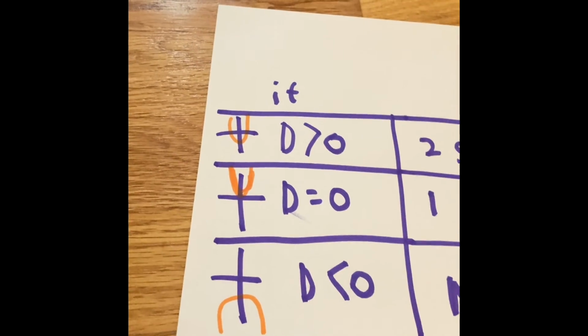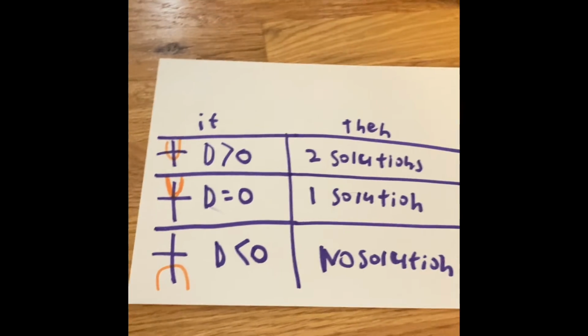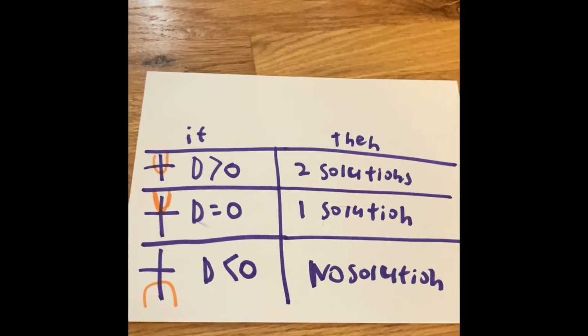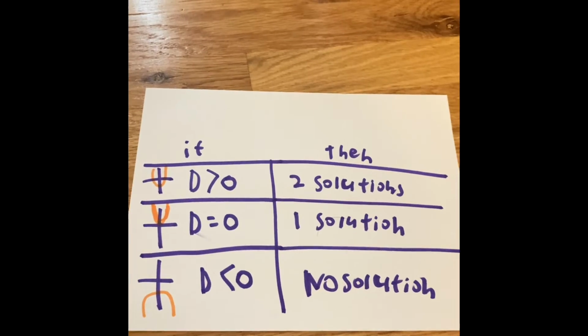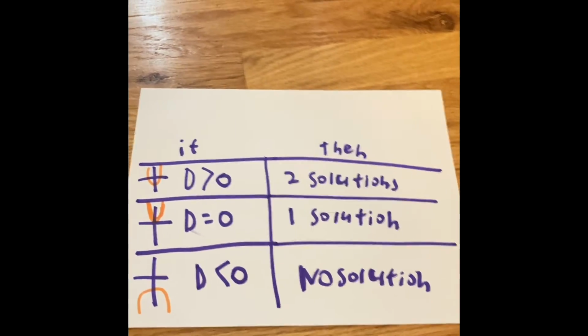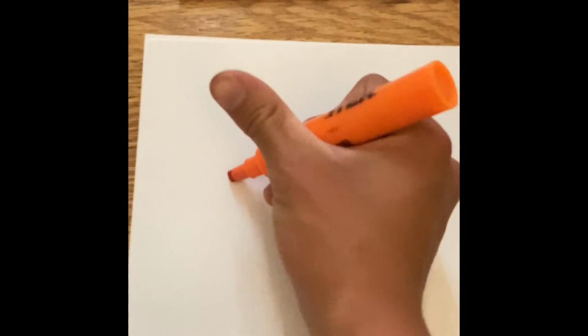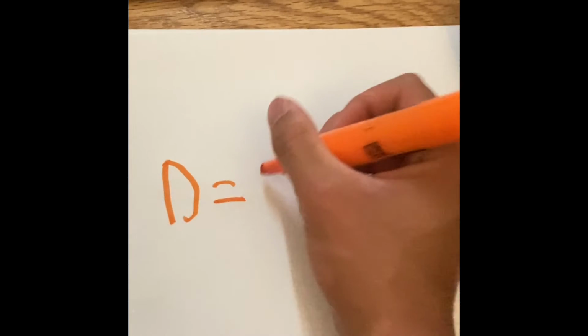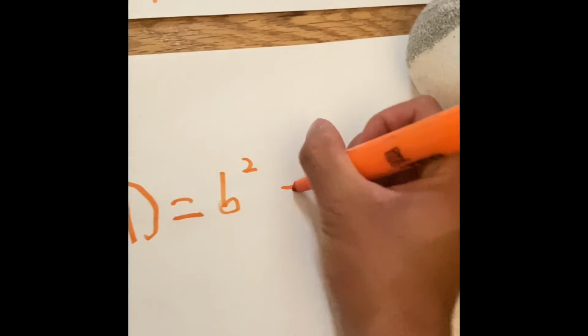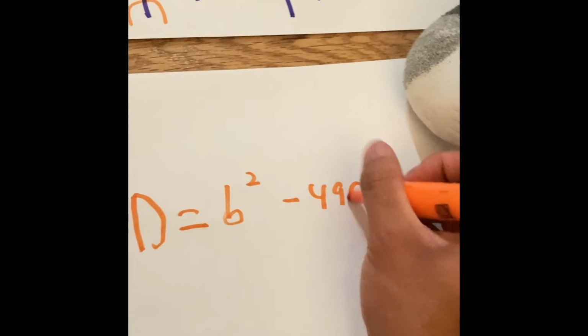So those are the scenarios that will happen when you try out the formula. Let's actually release the formula. Here is the ultimate reveal. The test formula that we're going to be using is D equals b squared minus 4ac.